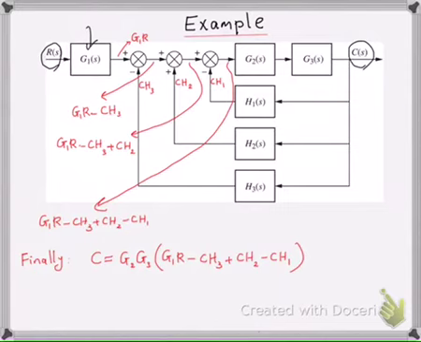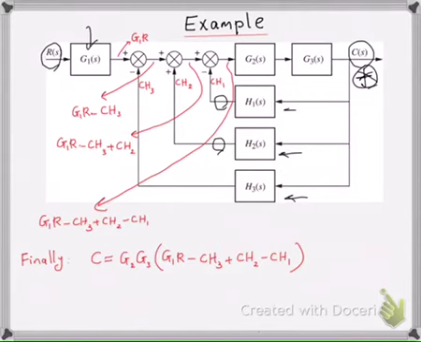So now if C of S is the input to multiple systems, to H1, to H2, and also to H3, then really the output of H3 is just going to be H3 multiplied by C. For H2 it's going to be H2 multiplied by C, and for H1 it's going to be H1 multiplied by C. And that's exactly what comes to the summing junctions, to these three summing junctions.